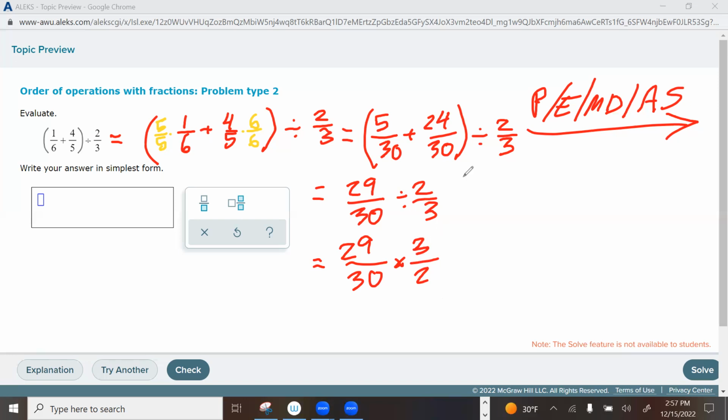And if you want, you could at this point say, whoa, now that it's multiplication, I'm allowed to do canceling. So 3 divides into there once and into there 10 times. So I get 29 times 1 on top and 10 times 2 on the bottom.